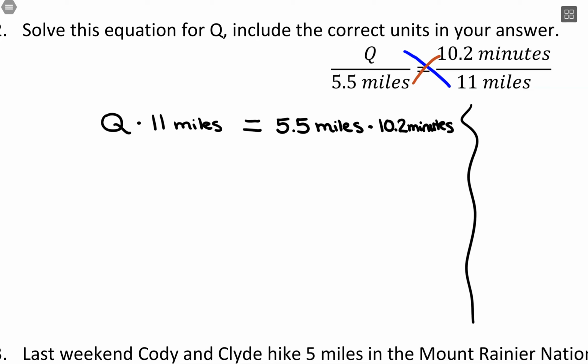Okay, so I want to solve for my variable. So there's my variable hanging out there. It's being multiplied by 11 miles. So what I want to do is divide 11 miles from both sides of the equation.